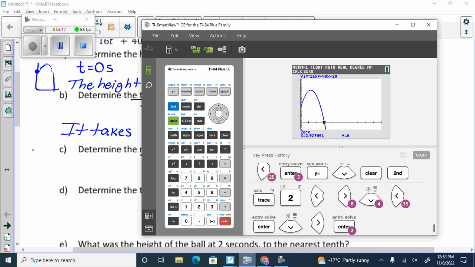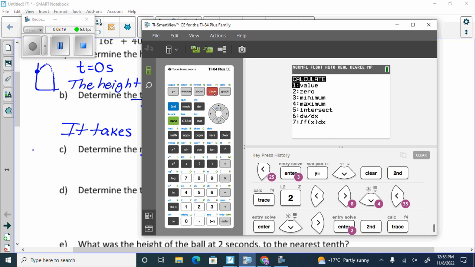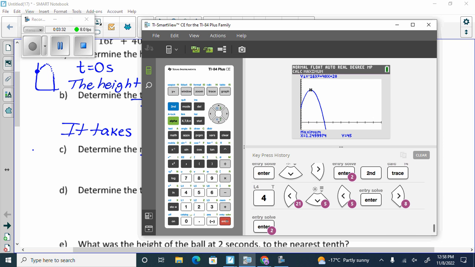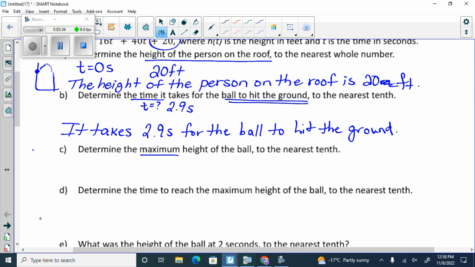So I go to my calculator and I say second trace maximum. And then I need to be left bound of it. Enter, right bound. Enter, and I get 1.25 and 45. So whenever I write it out, I'll put the units with it because it will help me out. So the 1.25 is in what units? Time. And then the 45 is in y, which is height, which is feet. So that should help me out when I'm answering questions.